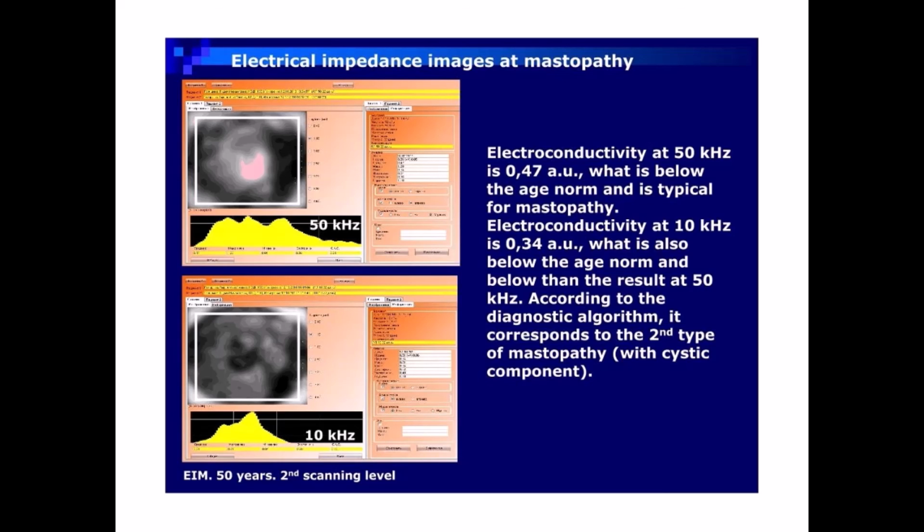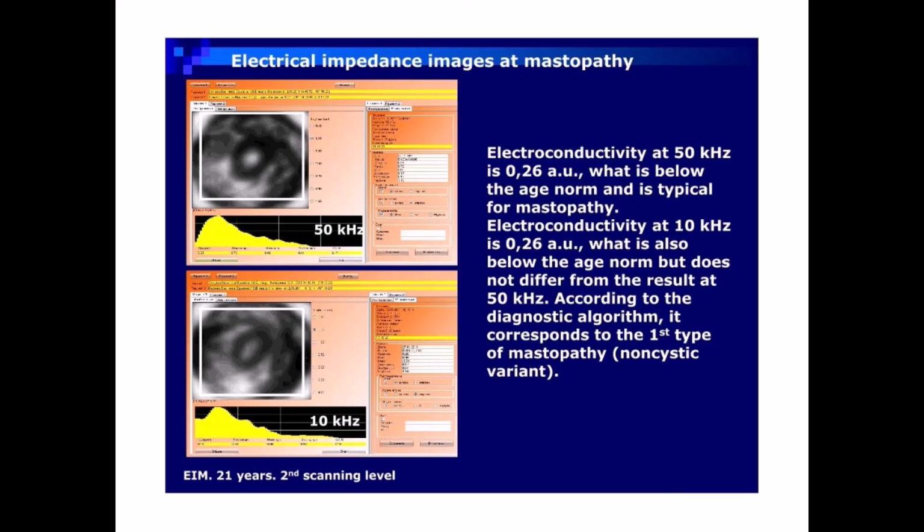Second scanning level. Electrical impedance images at mastopathy. Electroconductivity at 50 kHz is 0.26 AU, which is below the age norm and is typical for mastopathy. Electroconductivity at 10 kHz is 0.26 AU, which is also below the age norm, but does not differ from the result at 50 kHz. According to the diagnostic algorithm, it corresponds to the first type of mastopathy, non-cystic variant. Image showing EIM. 21 years.